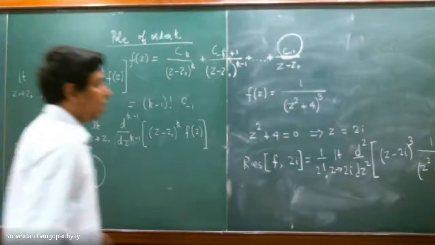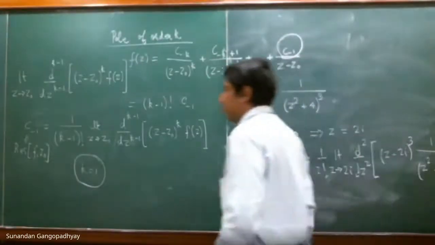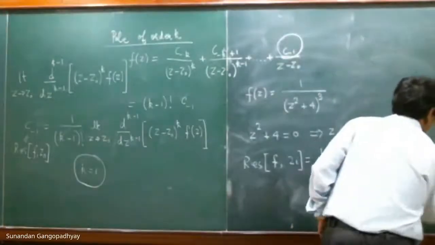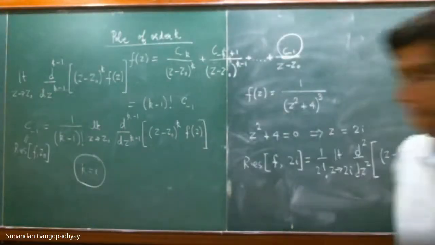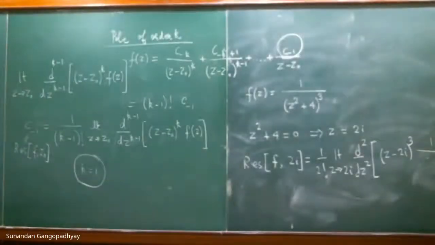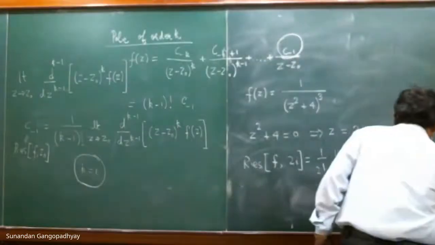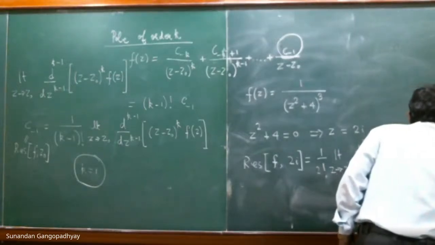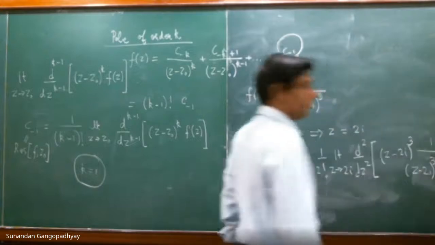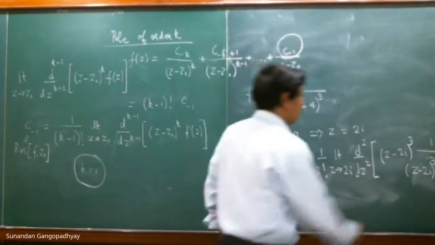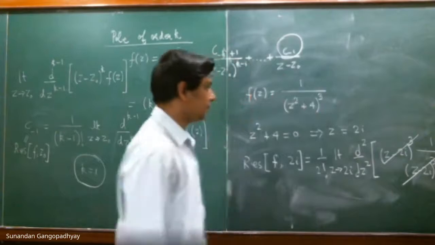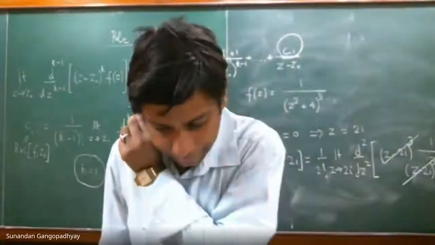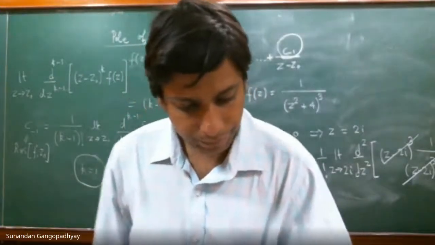Okay. So now z square plus 4, this you can write it down as what? You can write it down as (z minus 2i) cube and (z plus 2i) cube, right? Now you can see that this factor and this factor will cancel. So you will have only this thing, and you have to differentiate that. You just differentiate it 2 times.